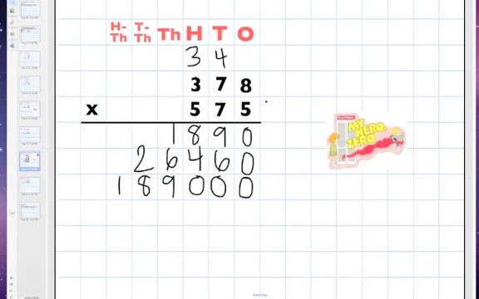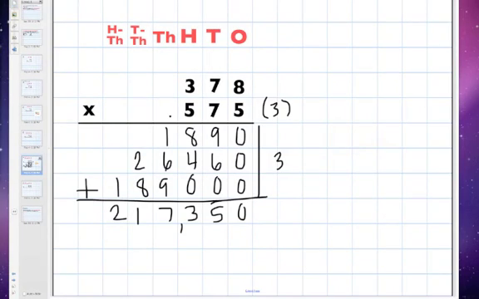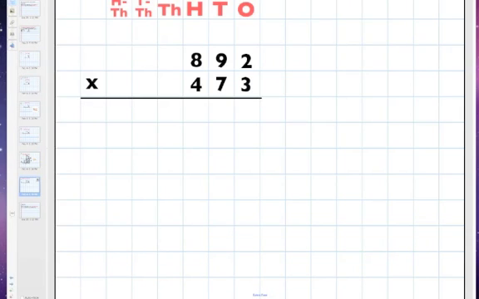Again, I have a 3-digit number, so my product list is 3 lines. When you add these together, you get 217,350. I want you to copy this problem into your notebook. 892 times 473. Use the traditional method to solve it, and press play when you're ready to check your answer.